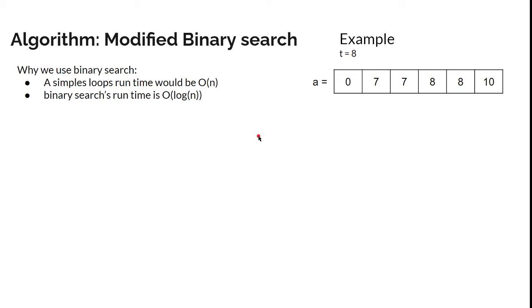The algorithm we're using is modified binary search. We use binary search because a simple loop's runtime would be n, while binary search's runtime would be log of n.